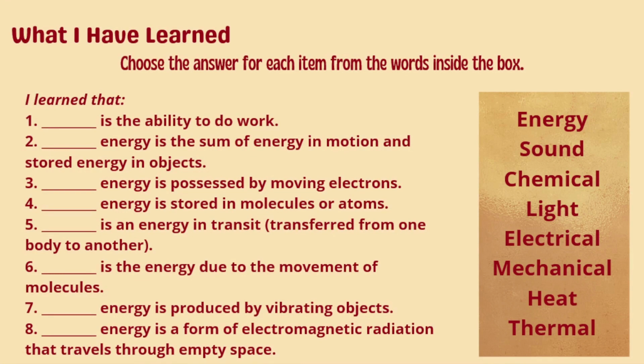So what you're going to do is choose the answer for each item from the words inside the box. Inside the box, you can find the words such as energy, sound, chemical, light, electrical, mechanical, heat, thermal. So again, choose the answer for each item from the words inside the box. Read the sentences or the incomplete sentences per number and write your answer in your notebook. I will give you ample time to answer. The timer starts now.